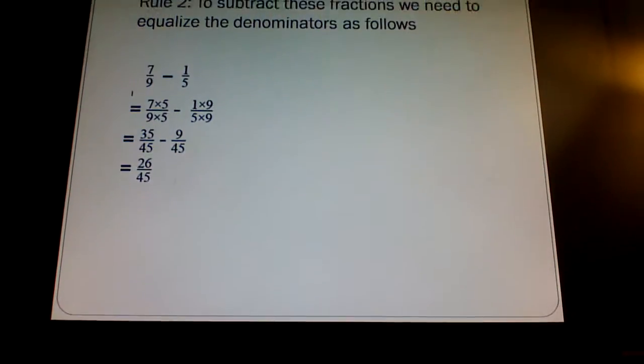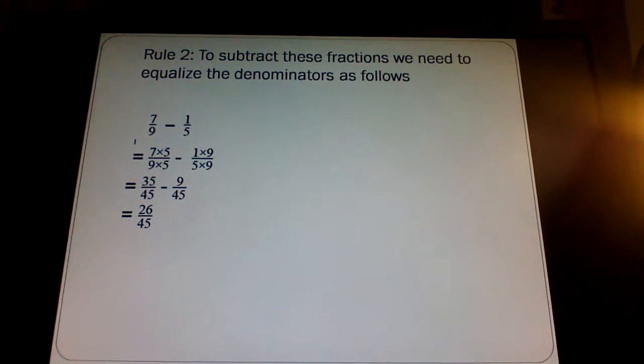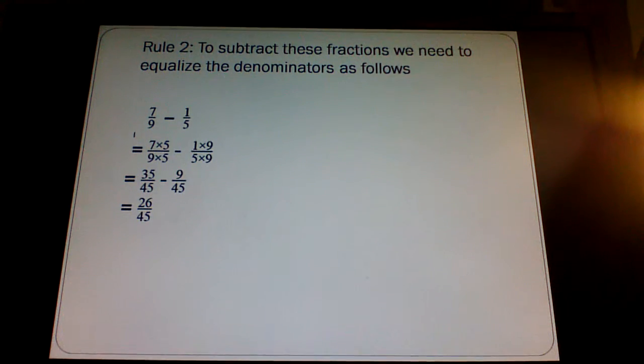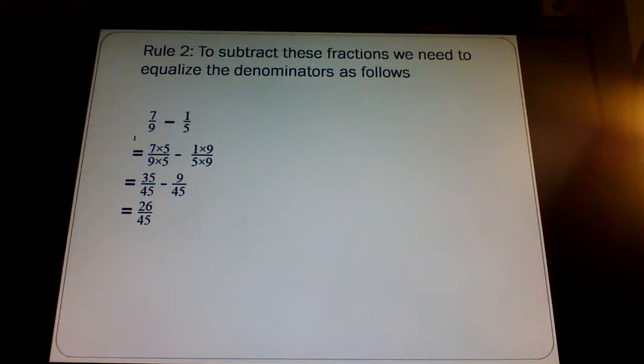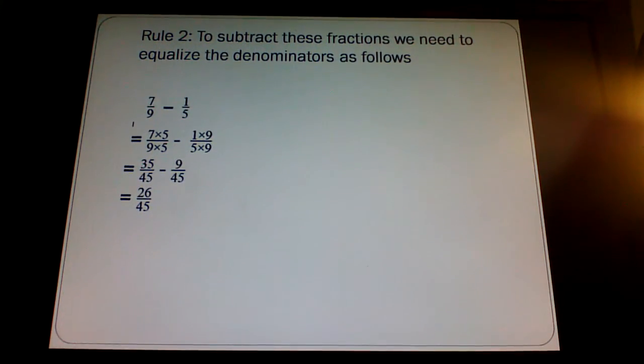26 by 45 cannot be further reduced since 26 has got factors of 2 and 13, which do not have any commonalities with the factors of 45, which are 5, 3 and 3.